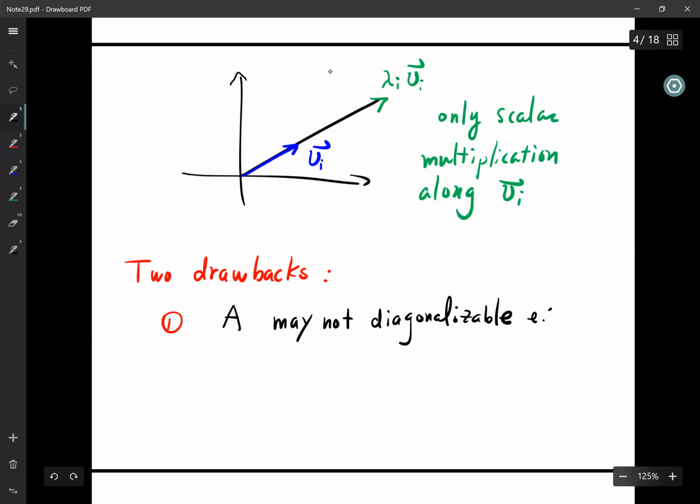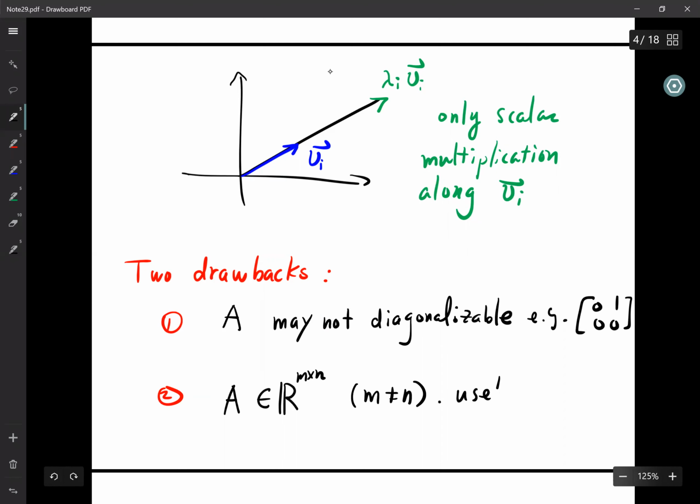For example, [0, 1; 0, 0], and this is not a diagonalizable matrix. Two is that if A is not a square matrix, this is useless. Why? Because if A is an m by n matrix, it maps a vector from R^n to R^m. Therefore, it's impossible to have Av to be a scalar times v. They're not even in the same vector space.